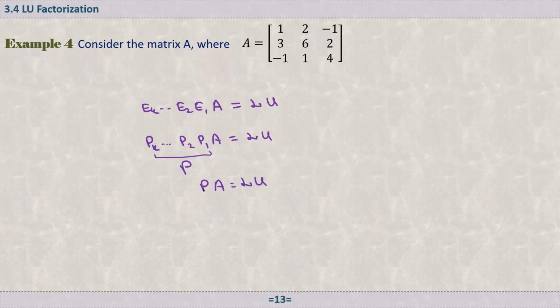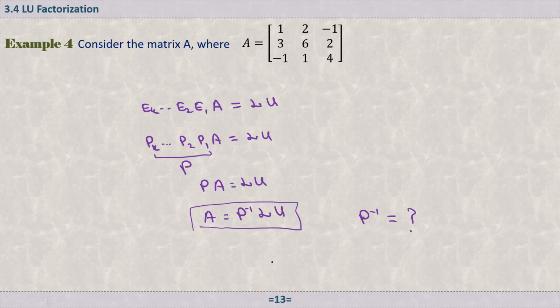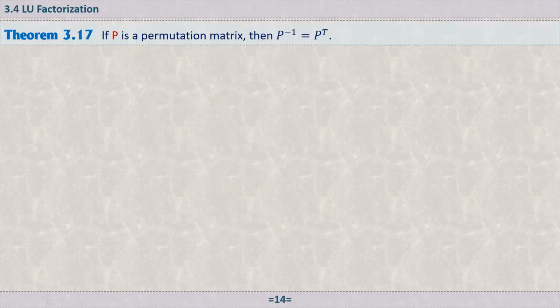Now, how can I find this A? If you multiply both sides by the inverse of P on the left, then we have A equals P inverse LU. So now there's a question. The question is, how do we compute or find P inverse? The next theorem talks about this. It says it's very easy. We don't have to compute anything. Just P inverse is equal to the transpose of P, and we know how to find the transpose. It's just P transpose.